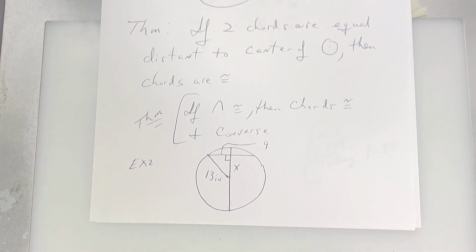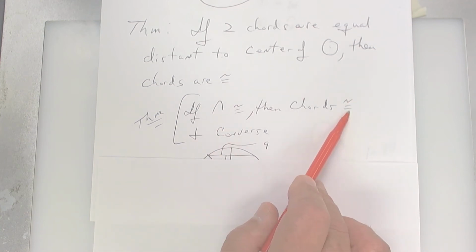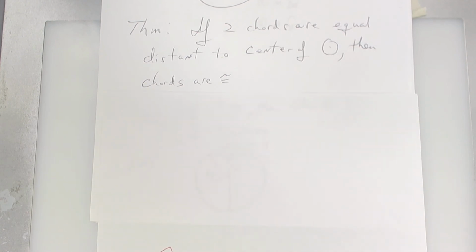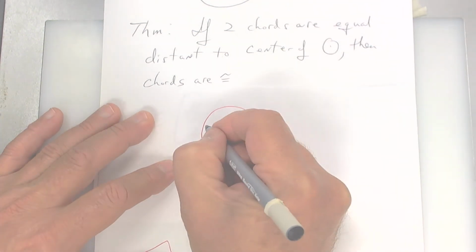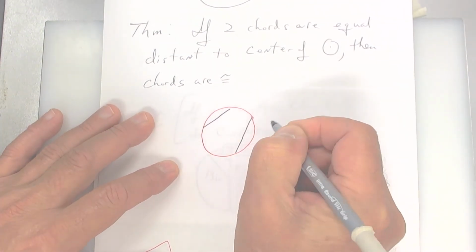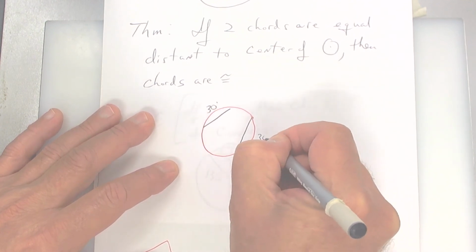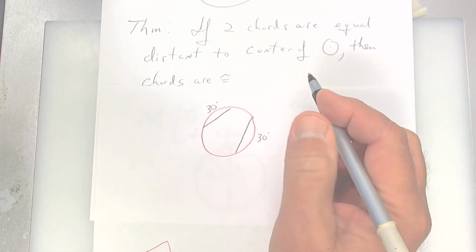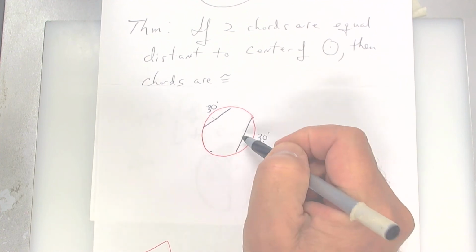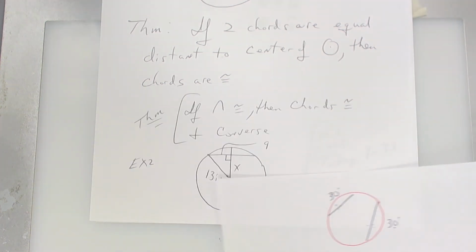This one says if arcs are congruent, then the chords are congruent. And the converse. Let's talk about that. So if you have a circle, and let's draw two chords here. If this arc is 30 degrees, and this arc is 30 degrees, even though the diagram doesn't look right, then the chords would be equal. So if the arcs are equal, then the chords would have to be equal. If the chords are equal, then the arcs are equal. So the converse is true.